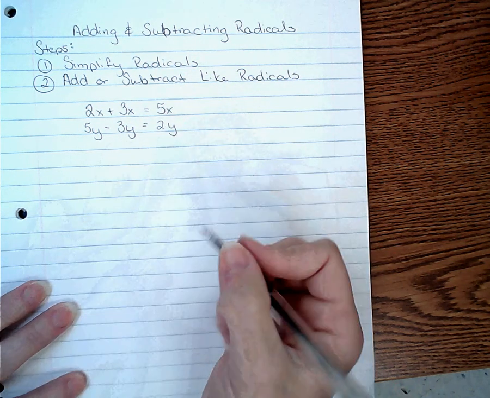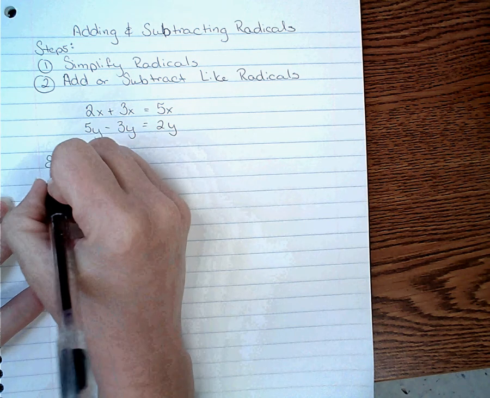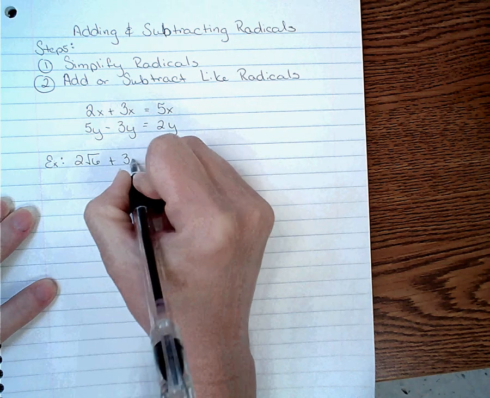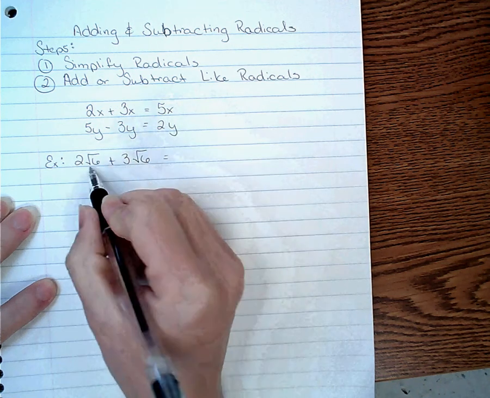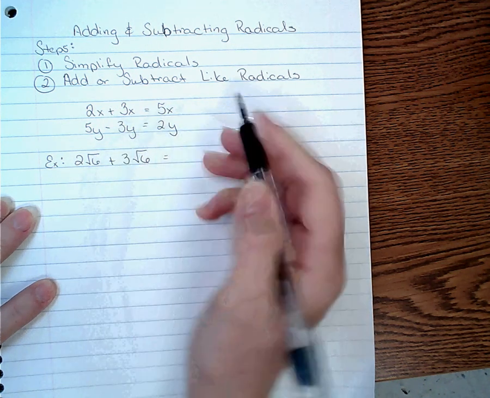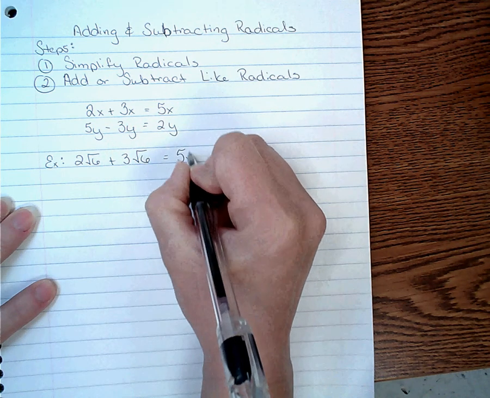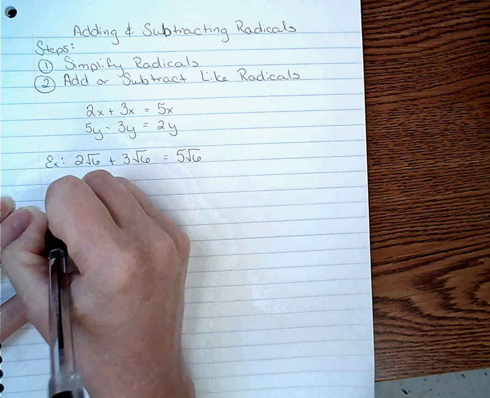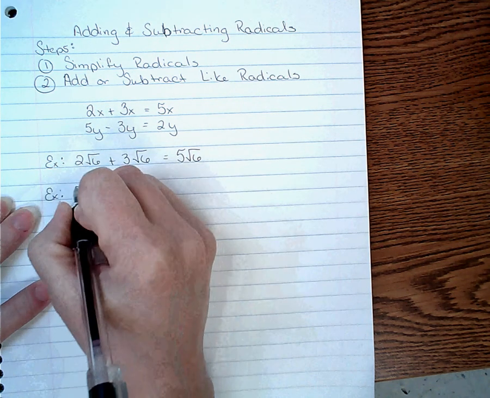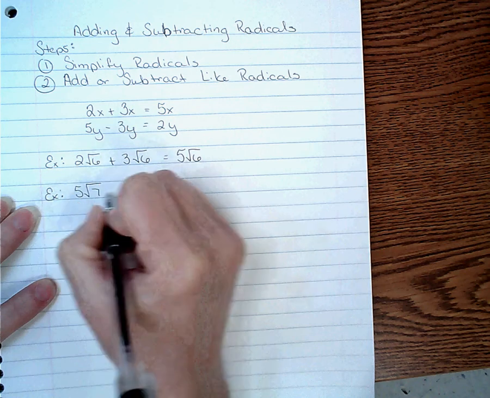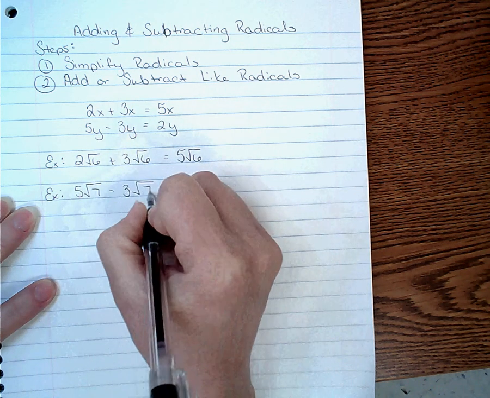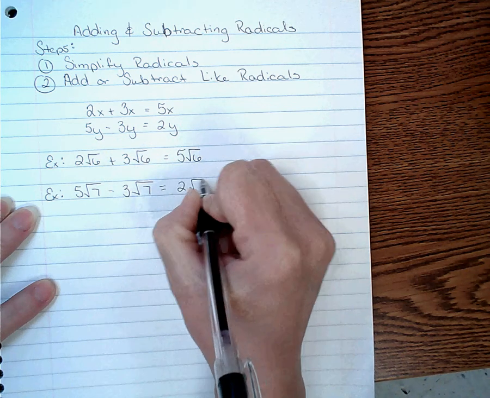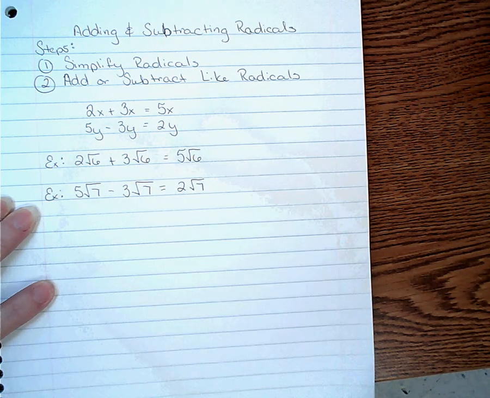Same concept as here. So in my example, if we have 2 radical 6 plus 3 radical 6, because my radicals are the same, just like my x's were, I'm going to get 5 radical 6. And in my next example for subtraction, if we have 5 radical 7 minus 3 radical 7, then because I have like radicals, I'm going to get 2 radical 7, just like I did above.